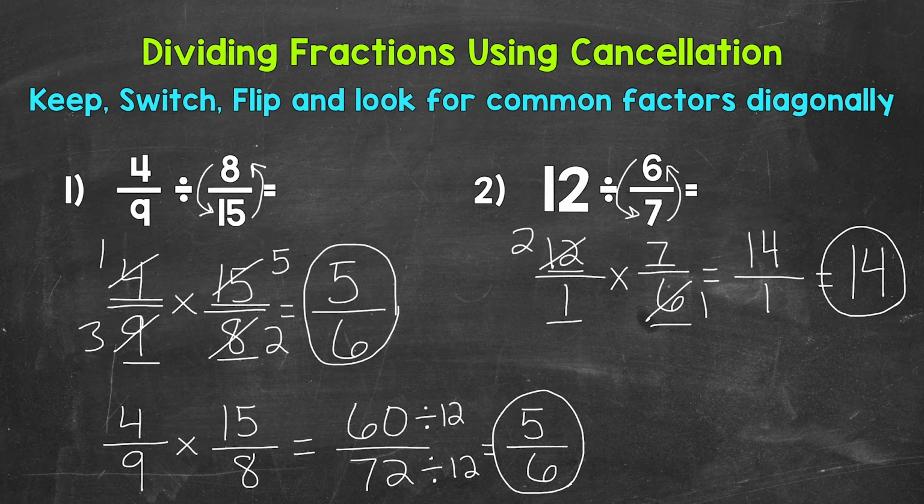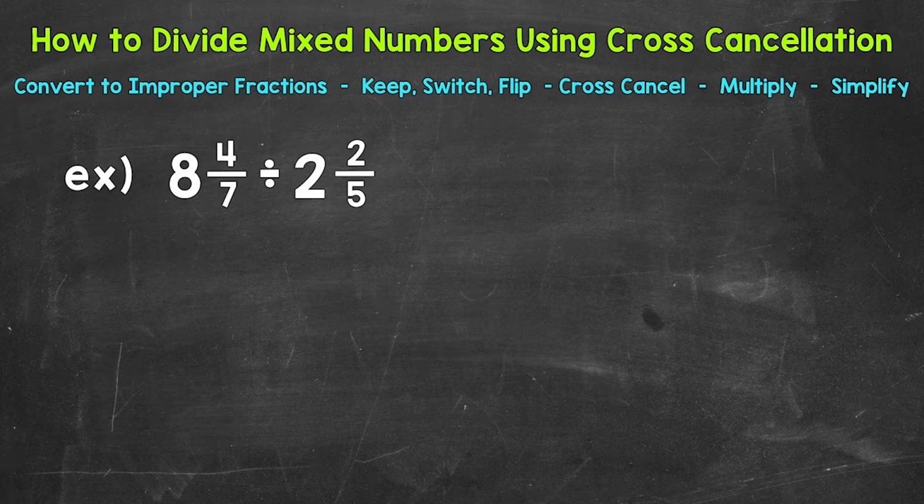Let's move on to using cross cancellation when dividing mixed numbers. Now we will take a look at using cross cancellation when dividing mixed numbers. Let's jump into our example where we have 8 and 4/7 divided by 2 and 2/5. Now we use cross cancellation when we get to the multiplying step, so keep that in mind.